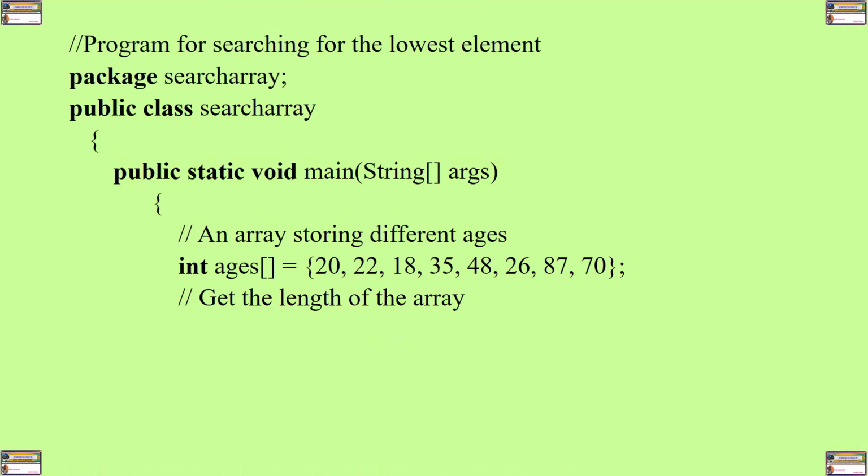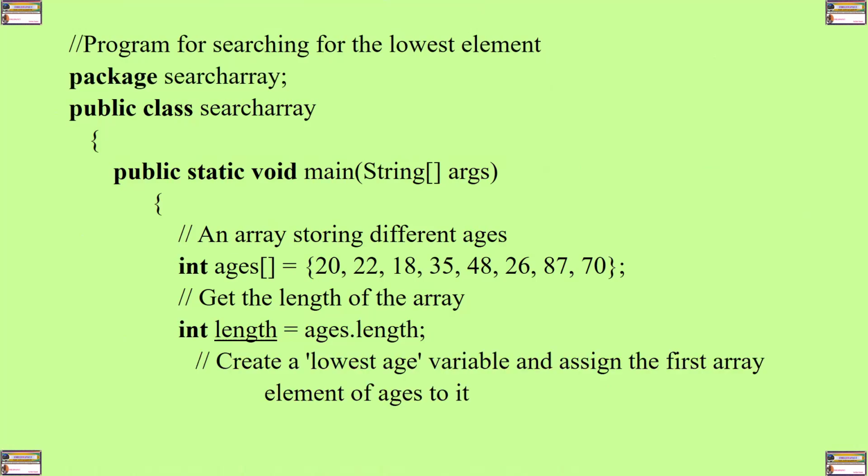Now, to get the length or the size of this array, we simply use the property length. When you write the statement as ages.length, you are simply requesting the compiler to count the number of elements in the array and then assign that number to a variable called length, which is of type integer. And from there, you can create the lowest age variable and assign the first array element of ages to it.